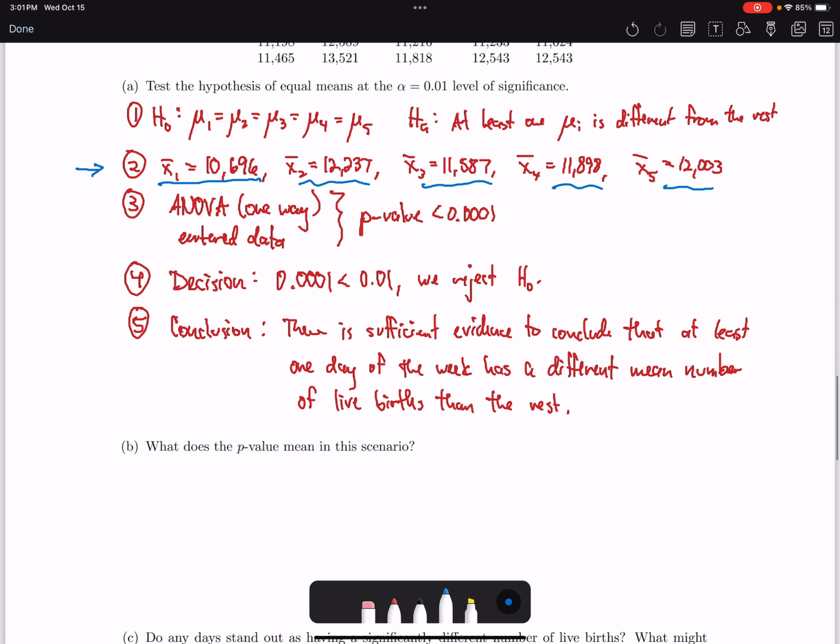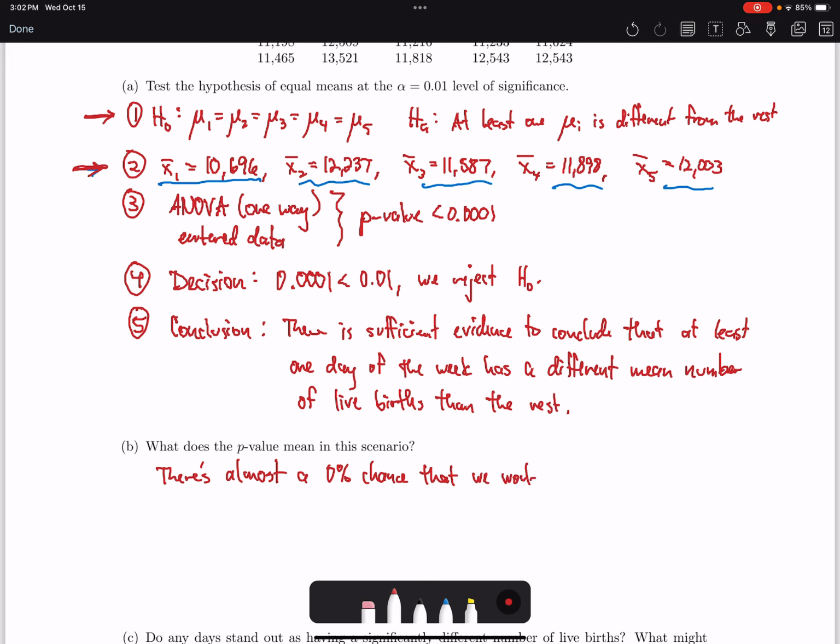Part B, what does the p-value measure in this scenario? Well, the p-value measures the same thing it does everywhere else. It's the probability of obtaining the sample results that we obtained if we assume the null hypothesis is true. So we would say there's almost a 0% chance, because our p-value was less than 0.0001, right?